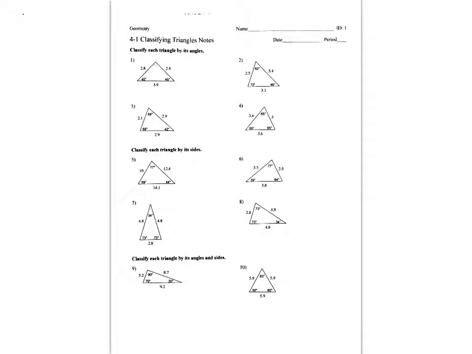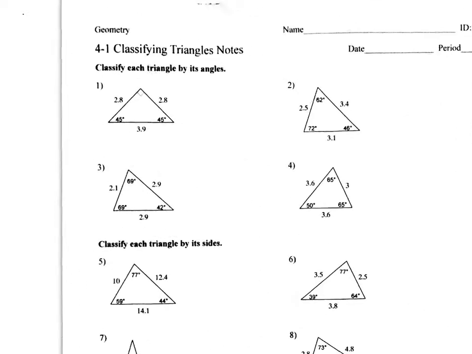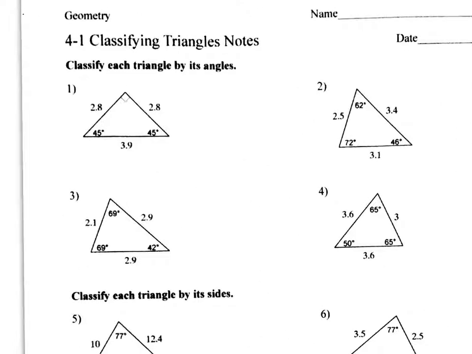Okay, so we're going to deviate a little bit from the textbook we've been using. We're going to try something a little different today. We're going to do some printed notes. So we are going to learn to classify triangles first by its angles. So even though they give us measures of sides, we don't have to necessarily look at those when we're looking at angles.